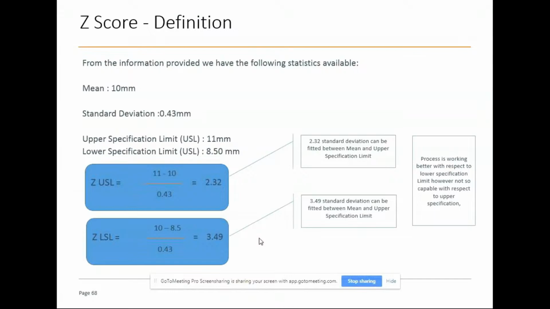Let me ask you a question, Scott, just to check understanding. When we say Z USL is equal to 2.32, what do we mean?